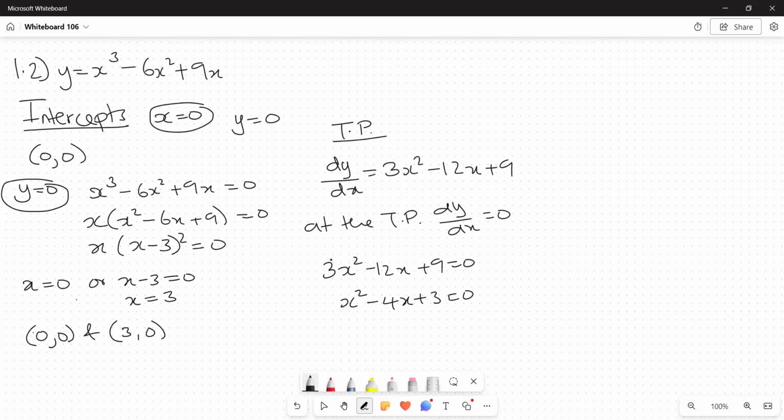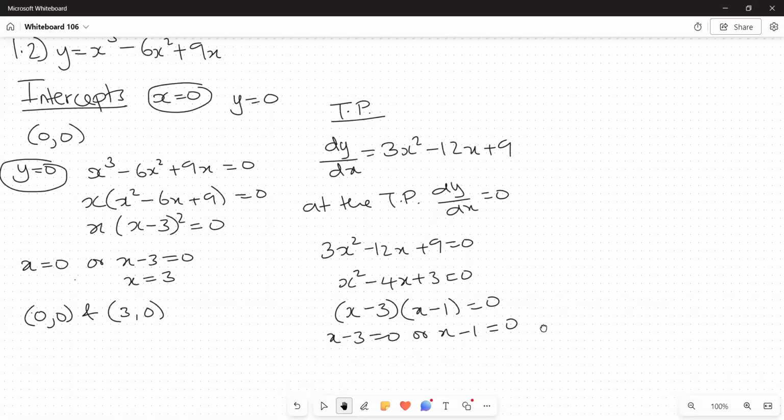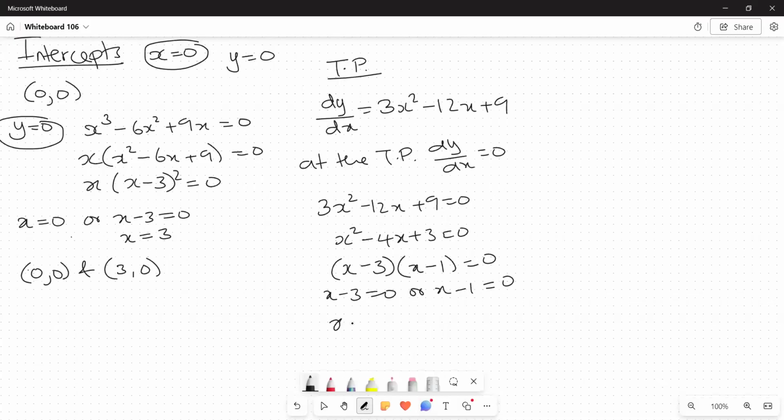So we look for two numbers. When we multiply them, the answer is 3. We add them, the answer is minus 4. So that is minus 3 and minus 1. Okay, and this means x minus 3 is 0, or x minus 1 is 0. So this means that x is 3, or x is 1.